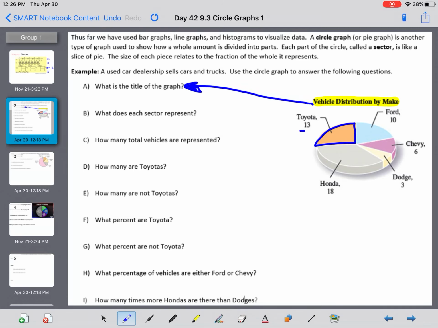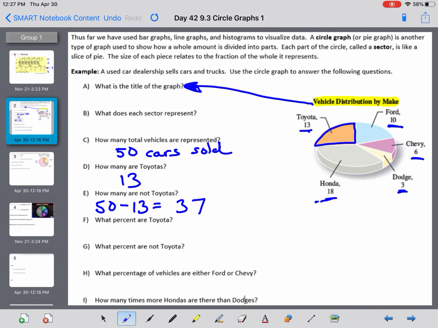See how many total vehicles are represented? Well, add up each of the numbers of vehicles that are sold. So 13 plus 10 plus 6 plus 3 plus 18, I'm pretty sure gives us 50 total vehicles sold. D, how many of those are Toyota? Well, I can look at my Toyota sector, and 13 of those are Toyota. How many of those are not Toyota? Well, I can either add up everything else, so the 10, the 6, the 3, and the 18, or if I know there's 50 total vehicles and 13 are Toyota, that would tell me that 50 minus 13, or 37, would not be Toyota.